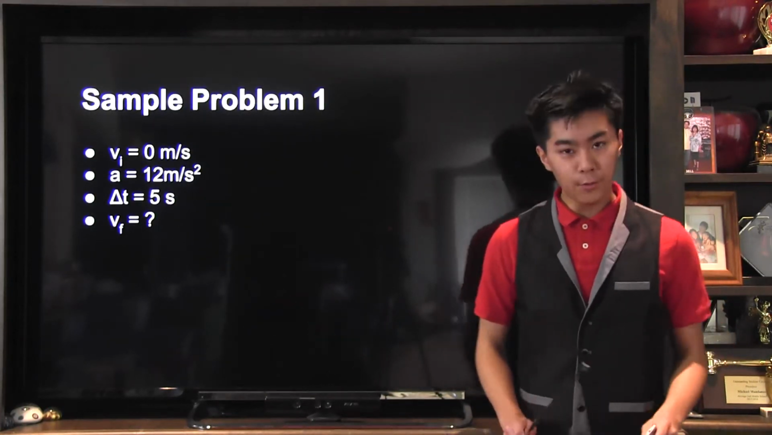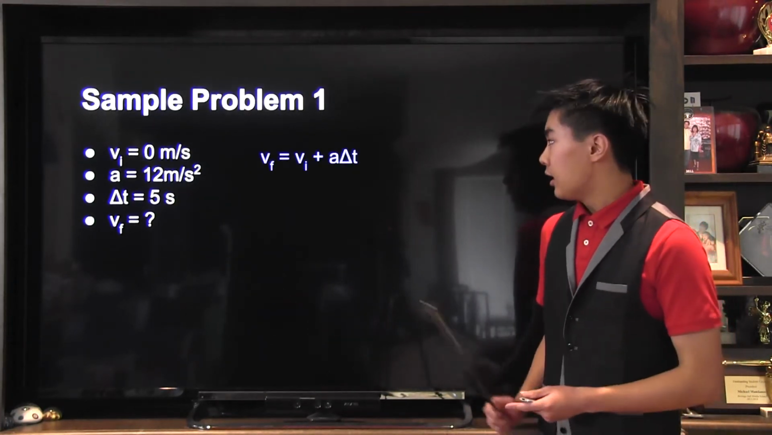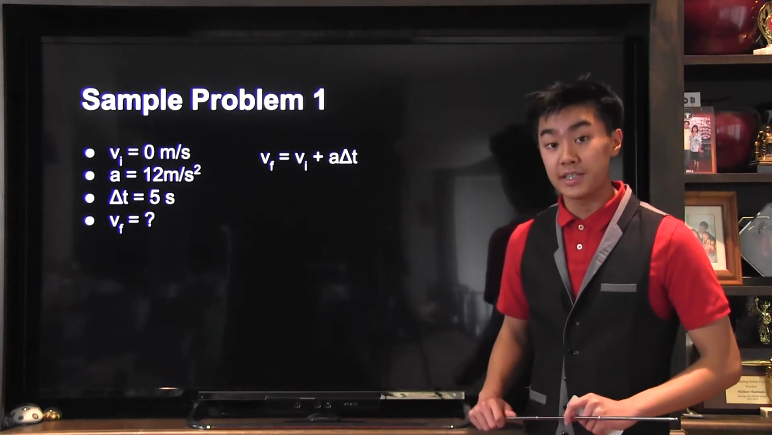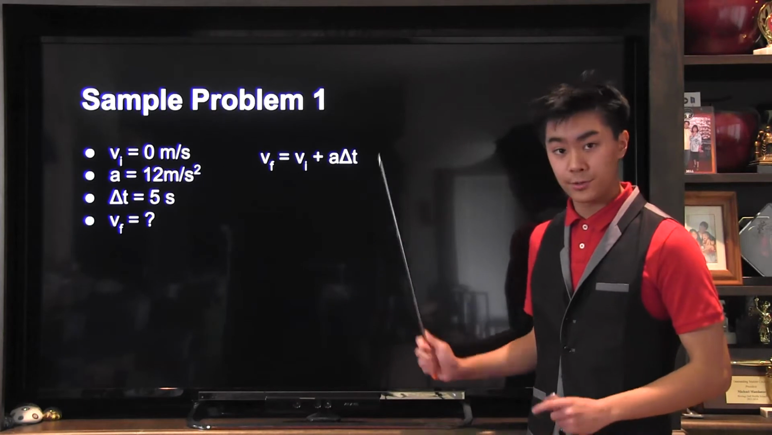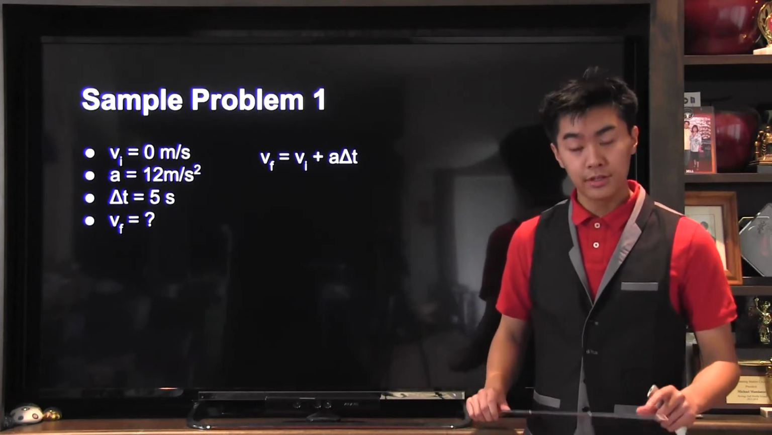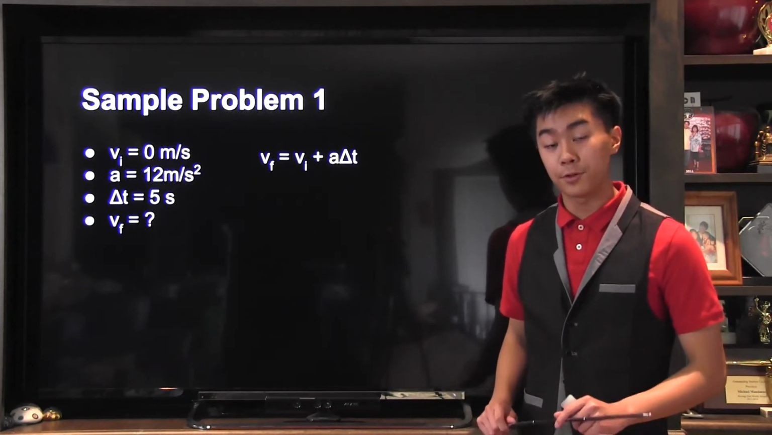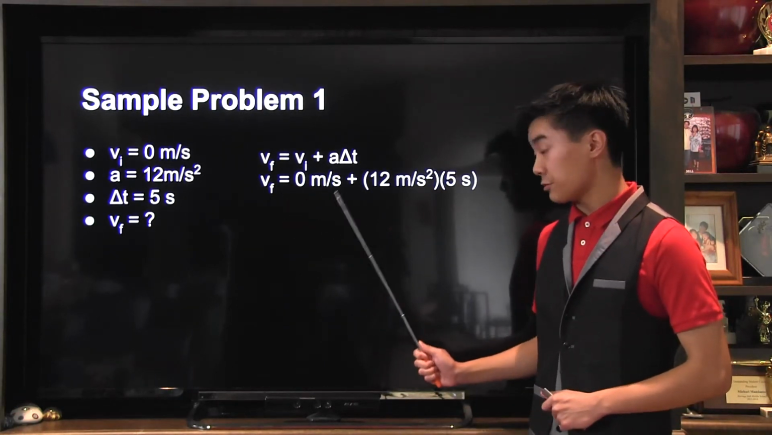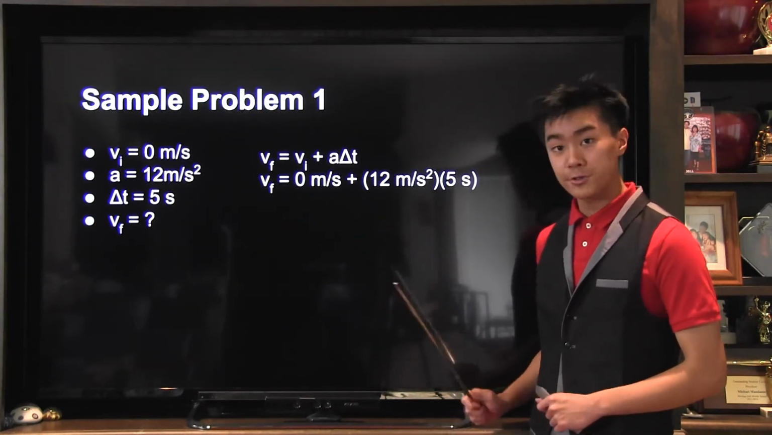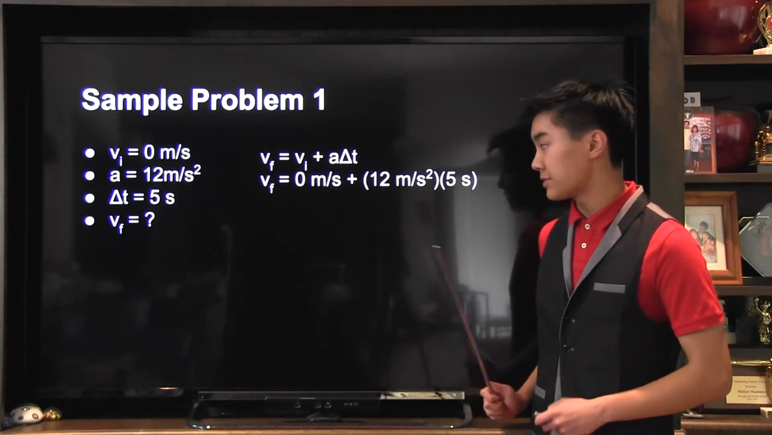Now, let's start with our formula. The formula, VF equals VI plus A delta t. Now, we know these three things, and those three things are on the right side of the formula. So, let's plug in our known values for the parameters in the formula. VF equals 0 meters per second plus 12 meters per second squared times 5 seconds.